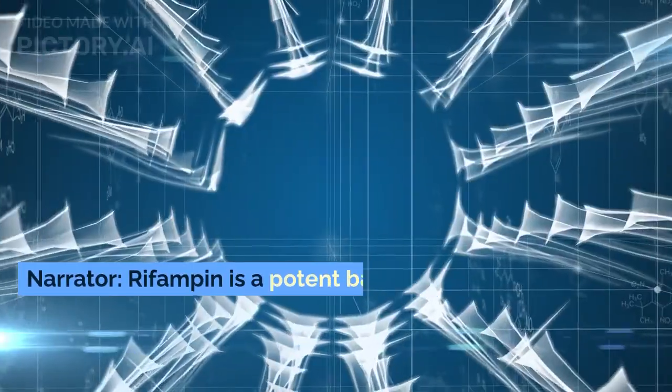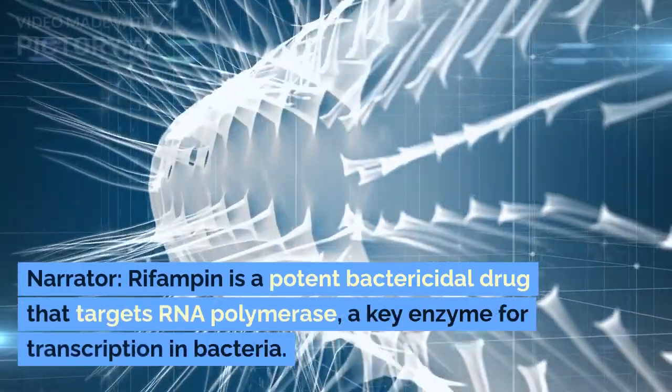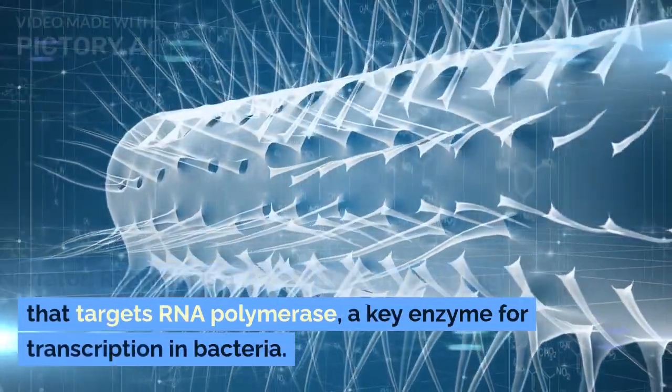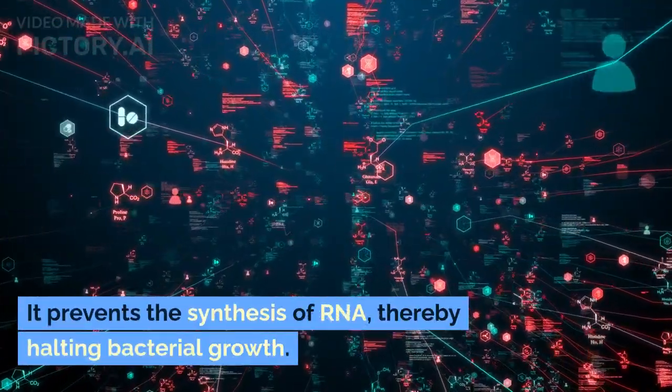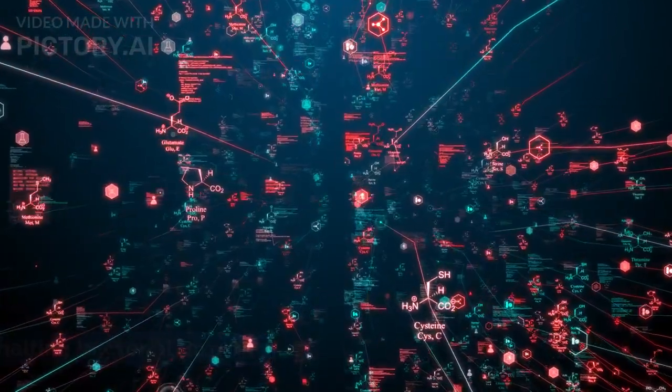Rifampin, RIF. Rifampin is a potent bactericidal drug that targets RNA polymerase, a key enzyme for transcription in bacteria. It prevents the synthesis of RNA, thereby halting bacterial growth.